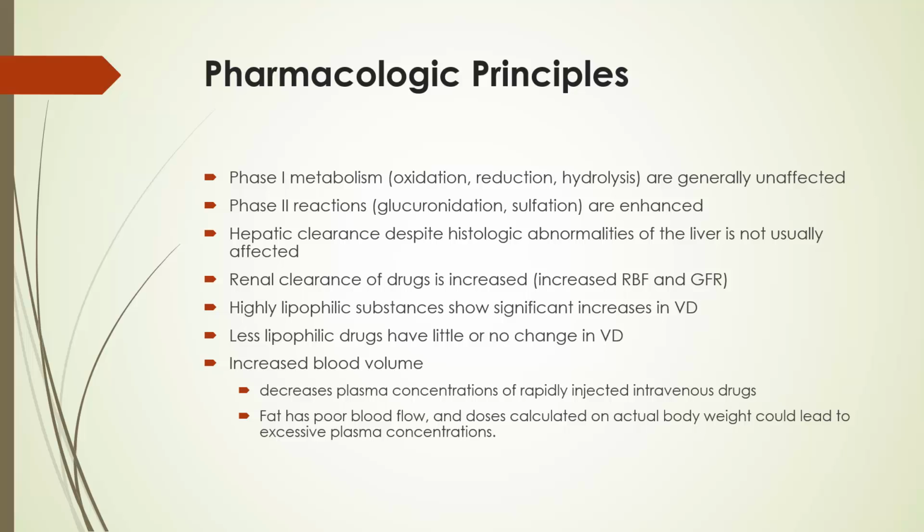Increased blood volume in the obese patient decreases plasma concentration of rapidly injected IV drugs. Fat, however, has poor blood flow, and doses calculated on actual body weight could lead to excessive plasma concentration. So calculating initial doses based on lean body weight, with subsequent doses determined by the pharmacologic response to the initial dose, is a reasonable approach. Repeated injections may accumulate in fat, leading to a prolonged response because of the subsequent release from this large depot.